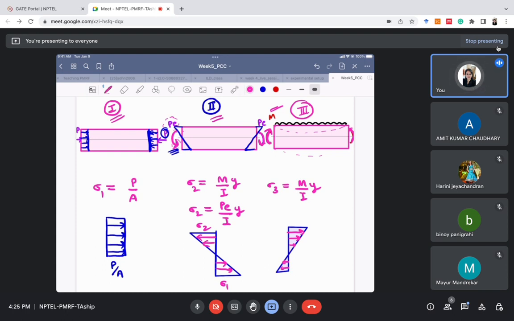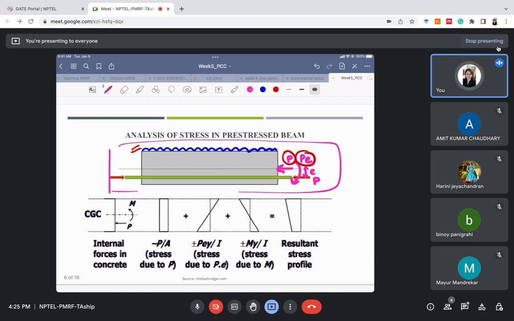If I want to find the total force, then I'll add all the three cases. Okay, because analysis means we need to find the total force because of all this, right? So in order to find the total force, I'll add all the three cases. By addition of this I can find the total force in the bottom part, total force in the top part, or anywhere in the beam. Okay, so this is the diagram for this. This is when I only consider the axial force, this is when I consider the force due to the tendon, and this is the stress when I only consider the UDL. The resultant stress profile will be like this if I add all the three things.